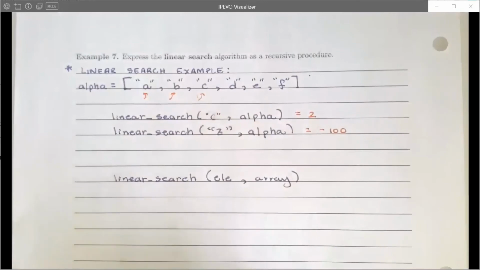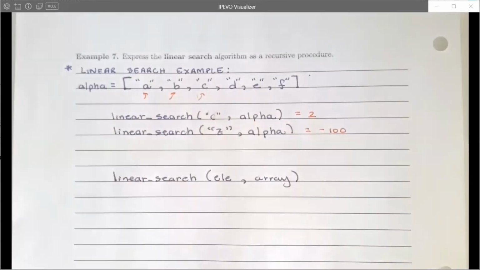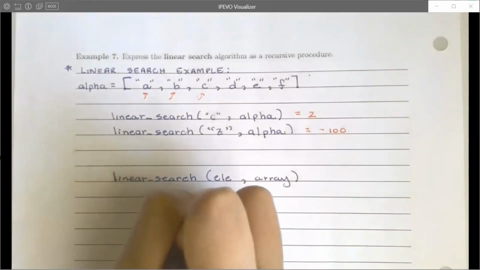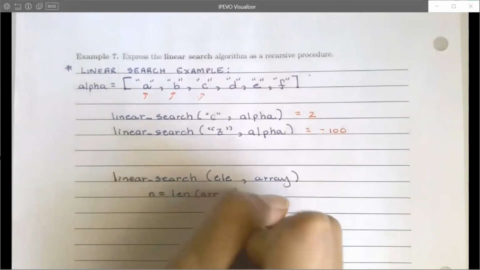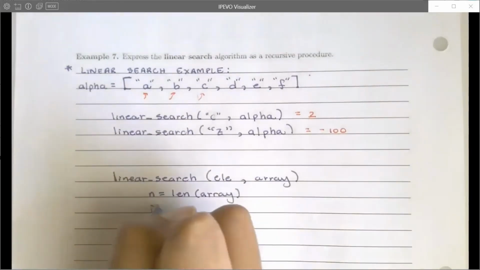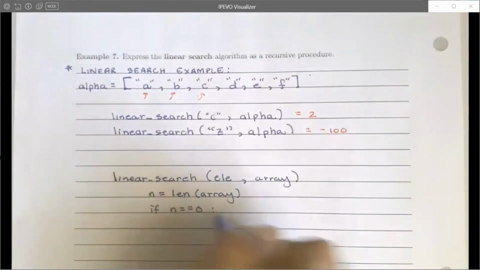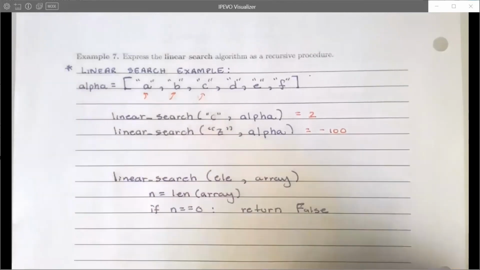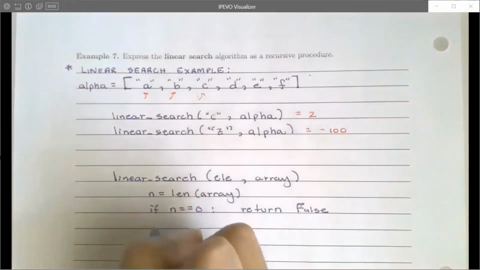Now, what would be the smallest instance of this problem? Well, the smallest instance would be if we have an empty array. If we have an empty array, then that means that it wasn't found. Or it means that we can't find the current element in the given array. So I'm going to let n be the length of the array. And then we're going to say if n is equal to 0, then we're going to return false. Because you can't have an element in an empty array.